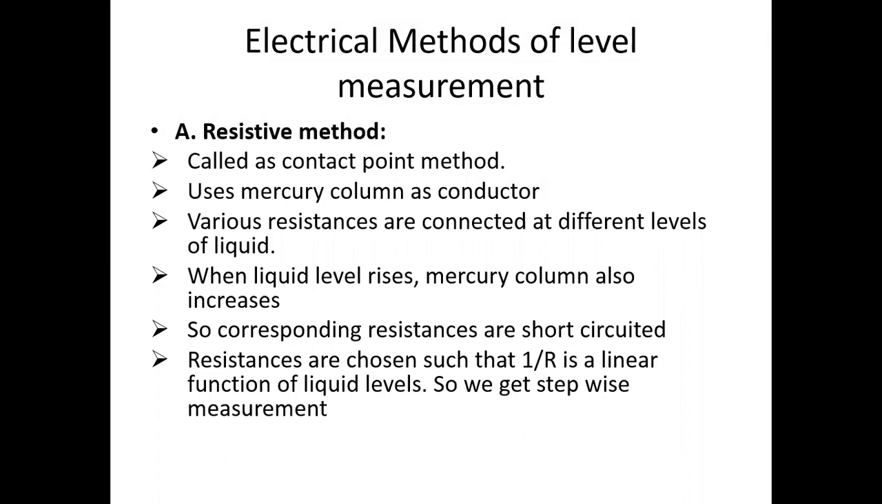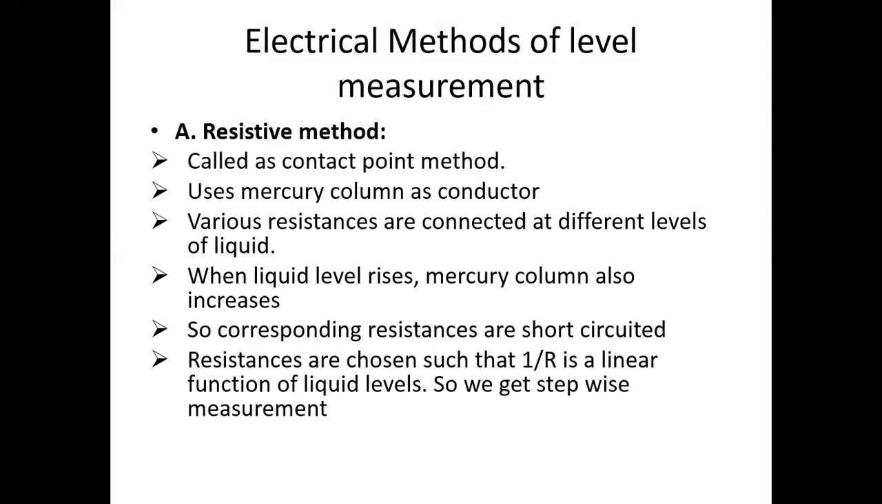First one is the resistive method. It is called the contact point method. It uses a mercury column as a conductor. Various resistances are connected at different levels of liquid. When the liquid level rises, the mercury column also increases, so the corresponding resistances are short circuited.